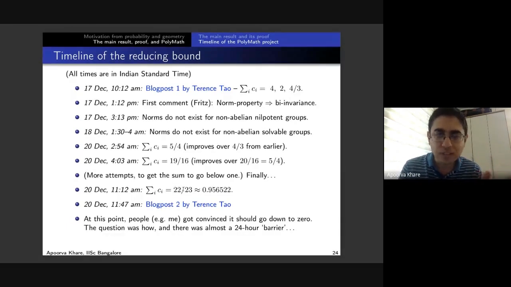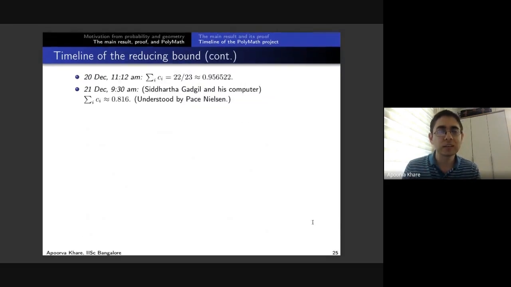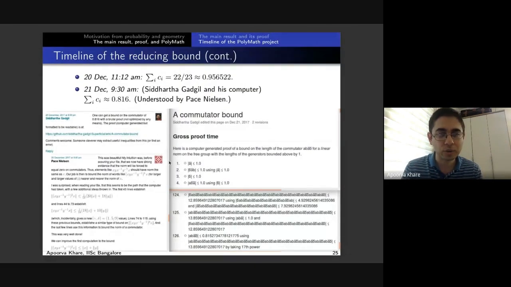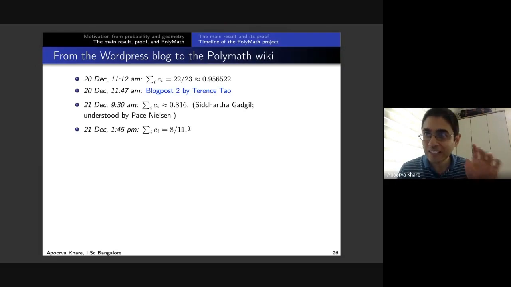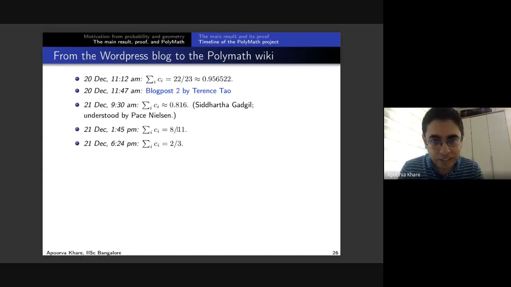But at that point, because the bound was below 1, various people thought that it should go down to 0. But how do you even make the next progress? And this was the 24-hour barrier that Siddharth and his computer broke through. This slide I showed you earlier. This was at 9:30 a.m. on the 21st. And then Pace Nielsen understood how to improve it. Within 4 hours, it went down to that slide that I showed you. So that slide got devised to 8 over 11 in the next 4 hours after that. In the next 5 hours, it went down to 2 over 3.